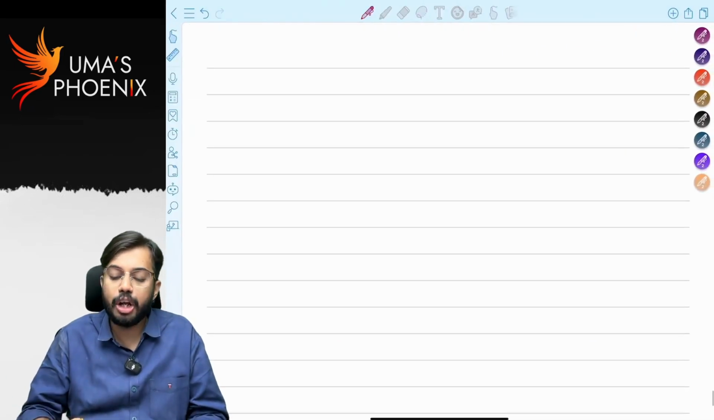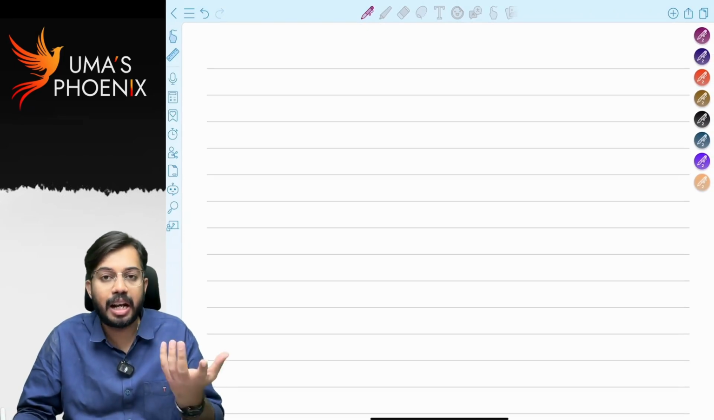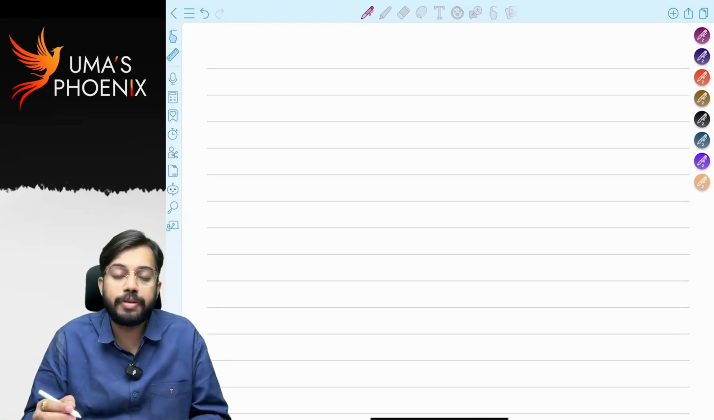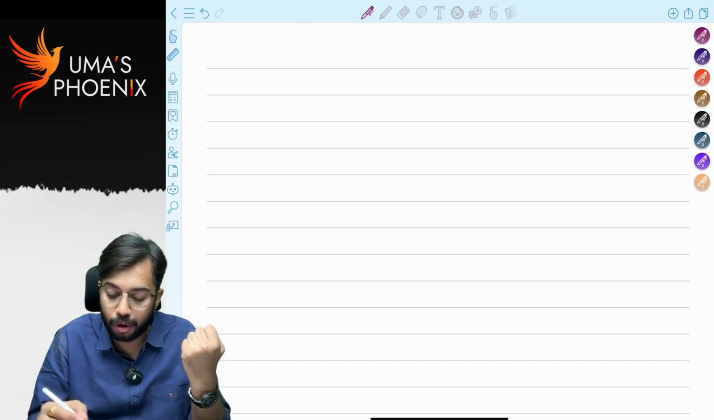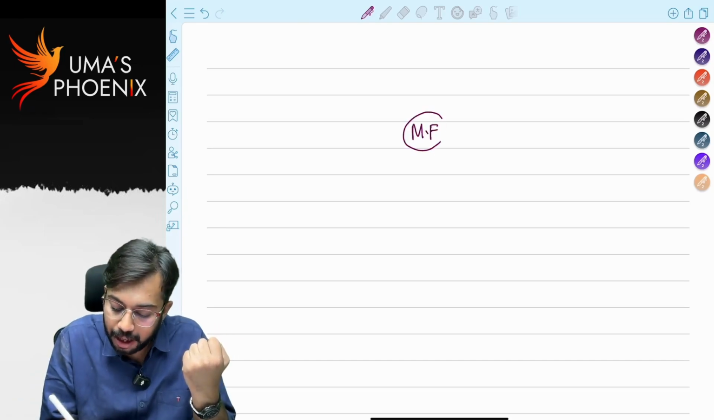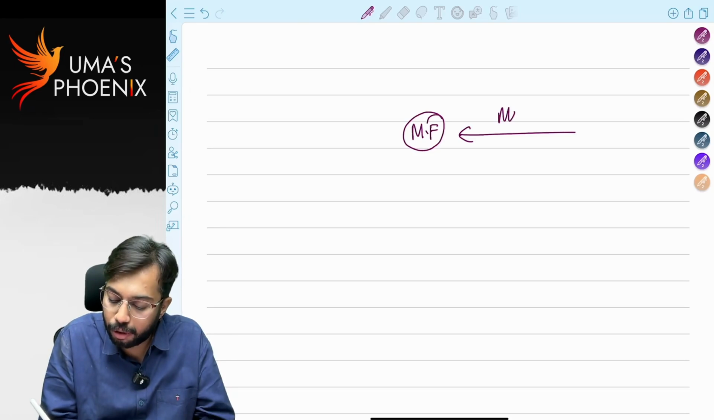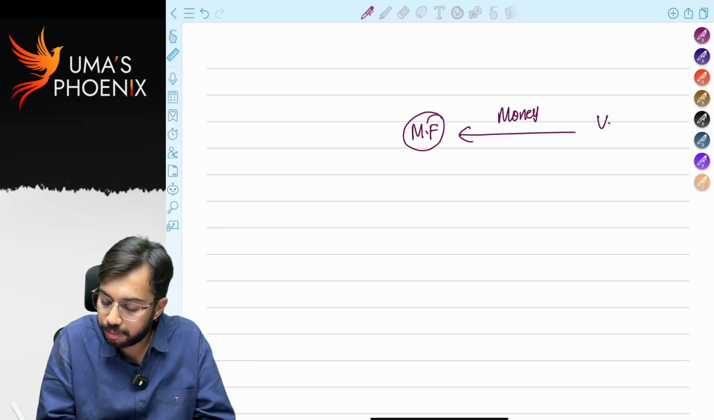Now, sir, what do you mean by specified mutual fund? Generally, what will a mutual fund do? Mutual fund will take money from unit holders. So, mutual fund is there. It takes money from unit holders.